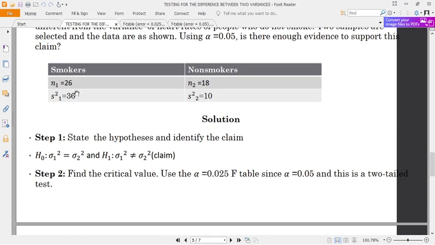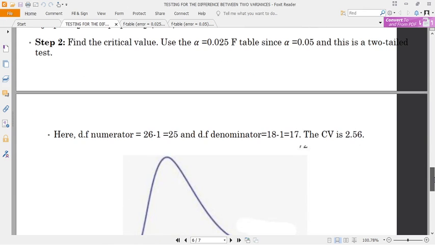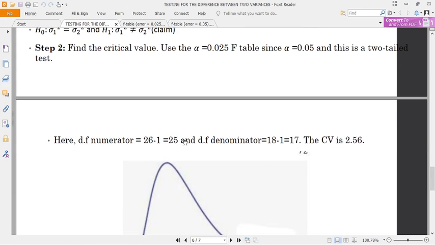So therefore our N1 will be 26, and this will be our numerator, and the degrees of freedom for the numerator will be 26 minus 1, which is 25. And for the denominator, the sample size was 18, and therefore our degrees of freedom of the denominator will be 17. So we now go to the table.